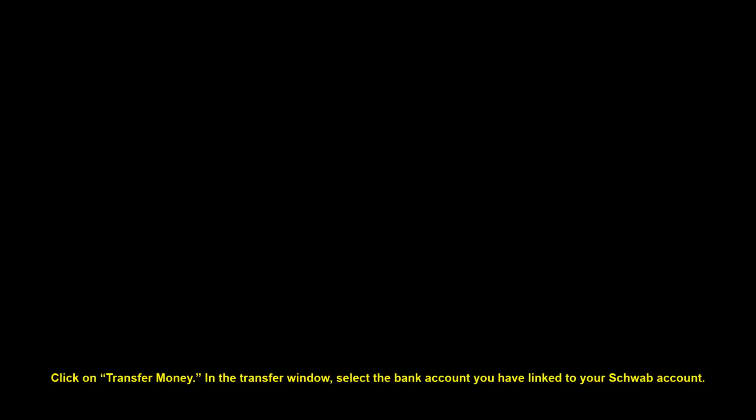Click on Transfer Money. In the Transfer window, select the bank account you have linked to your Schwab account. Enter the amount you wish to withdraw in the designated field. Make sure to double-check that the details are correct, especially the withdrawal amount and the linked bank account. Once you have confirmed the information, click on the Continue button to proceed.